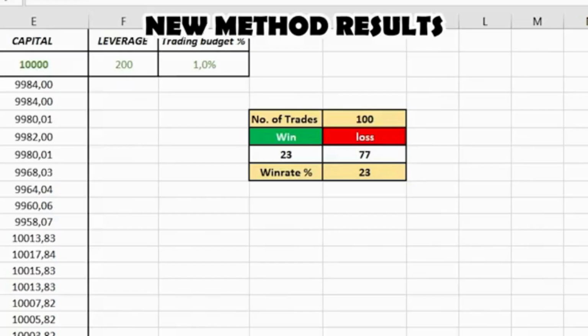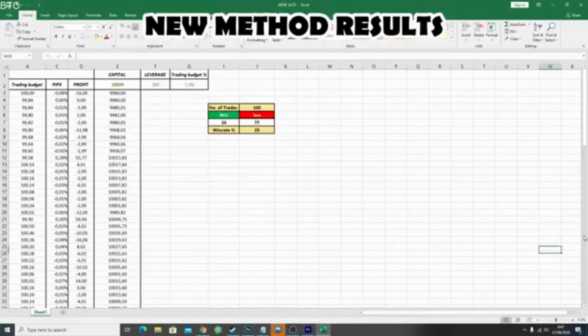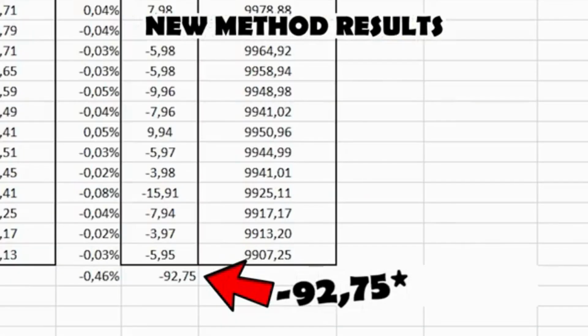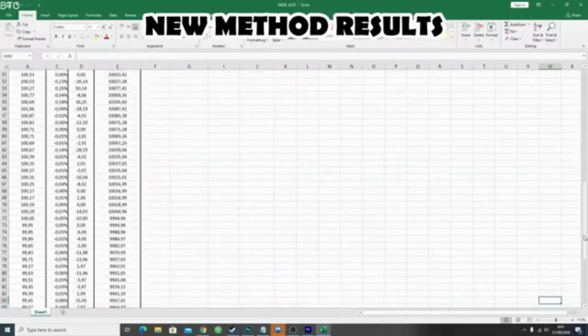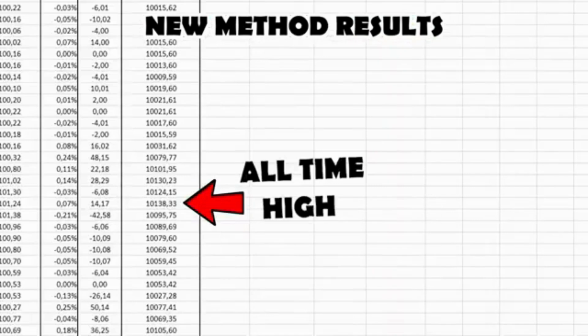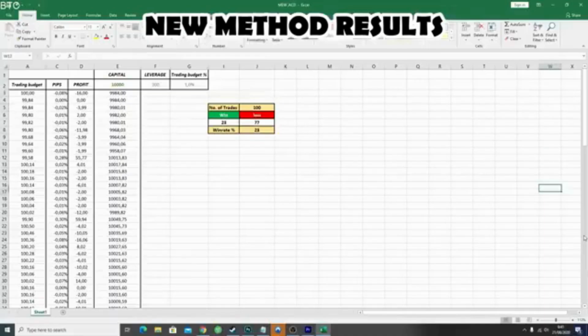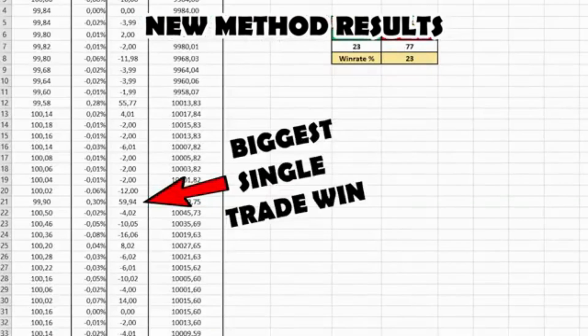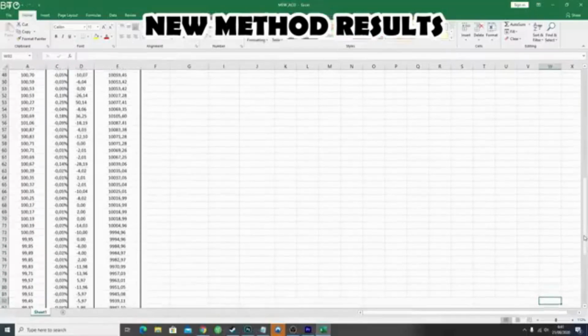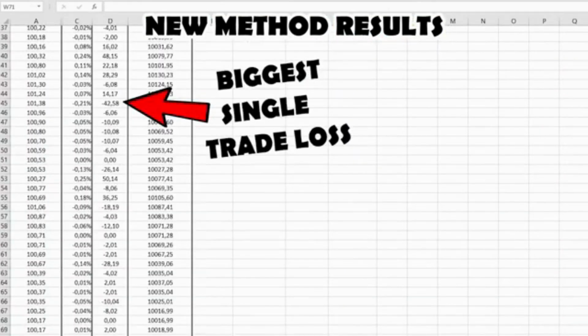For the new MACD method, the second MACD strategy had a whopping 23% win rate, which is very far compared to the normal method with 42%. We lost a total of $93.75, which is about 46 pips using this indicator. At some point, we reached a profit of $138.33. Our biggest single trade profit was $59, and our biggest single trade loss was only $42.